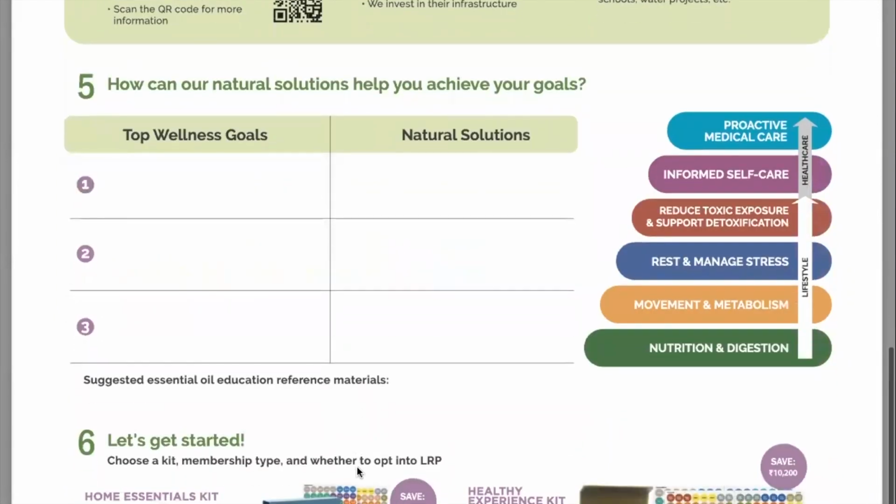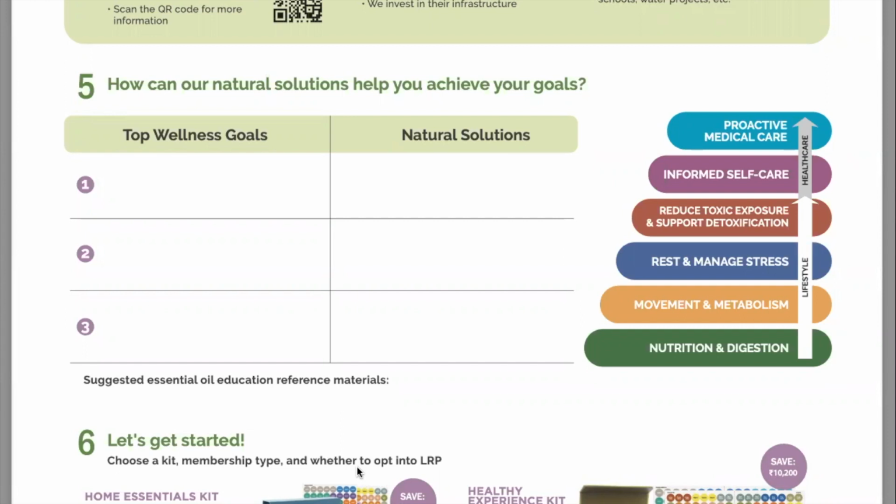So the next thing is, how can natural solutions help you achieve your goals? If you have a pen and a paper, I want you just to go and write down your top 3 wellness goals. Once we finish through this, we're going to come back and go through those top 3 goals and figure out what natural solutions can be put in place to reach those.